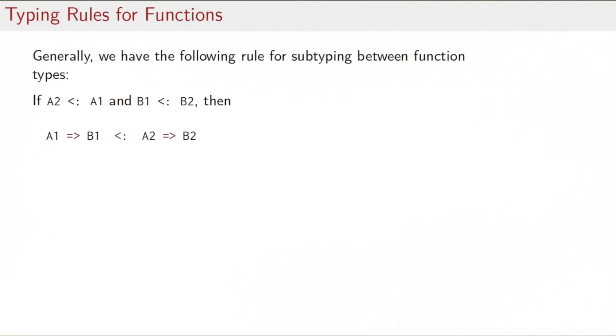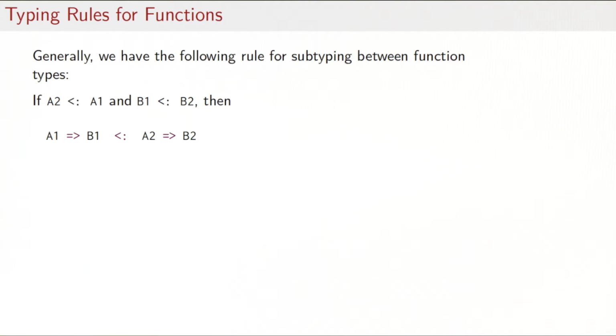So let's generalize this to arbitrary function types. The rule we have is, if we have two function types A1 to B1 and A2 to B2, then the first is a subtype of the second if, first, the result types B1 and B2 are subtypes, so they go in the same direction, but the argument types go in the other direction. So A2 must be a subtype of A1.